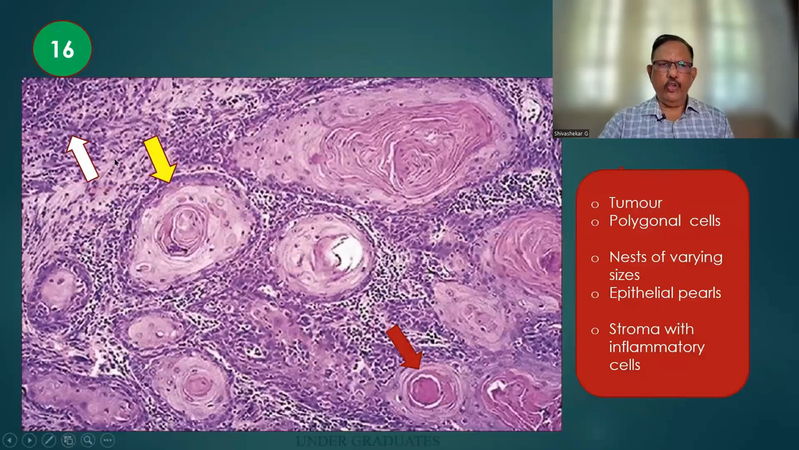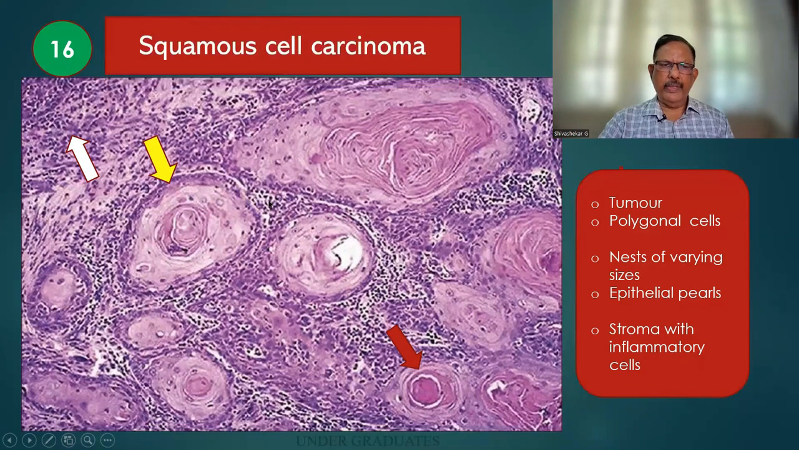So this is the microscopic one, the next slide. I'm finding that the tumor cells are arranged in large nests. Nest means a collection of cells. I'm able to see multiple nuclei that are concentrically arranged around each other, which are called epithelial pearls. This arrow is a classical example of it. And in the middle, I'm finding the supporting stroma, which has got inflammatory cells. Squamous cell carcinoma.